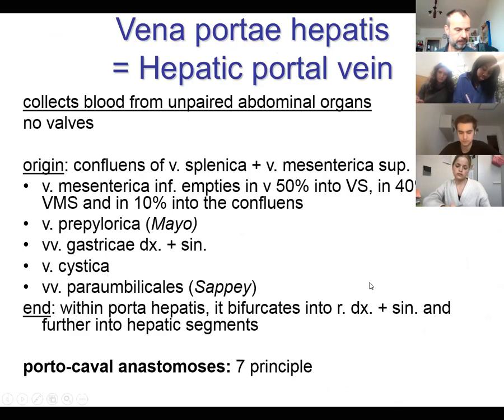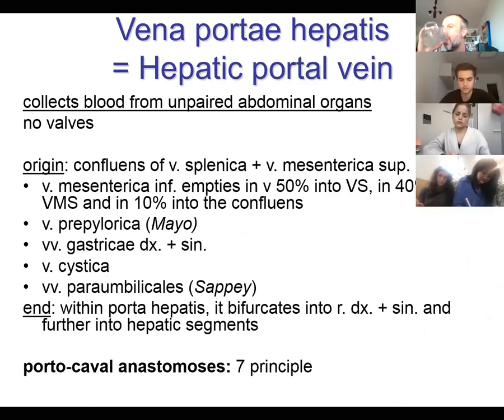Okay, hepatic portal vein. Again, nothing new for you, so we just repeat it easily. As I said, it drains all the unpaired abdominal organs, that means GIT and spleen. There are no valves, and we should draw the main tributaries here. Yeah, so let's do it.